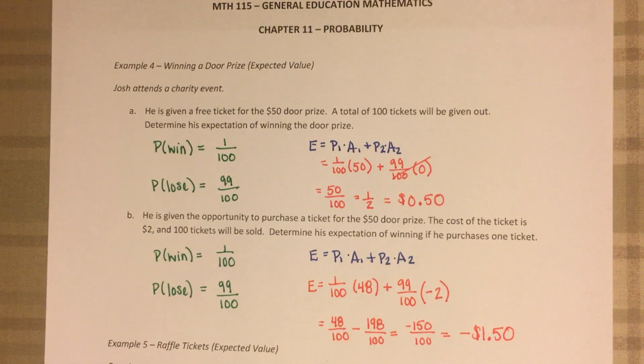$1.50. So again, the big difference between A and B is that in example A, he didn't have to spend the money. His expected value was a gain of 50 cents. In example B, he did have to spend $2 on the ticket. His expected loss in this case was $1.50.